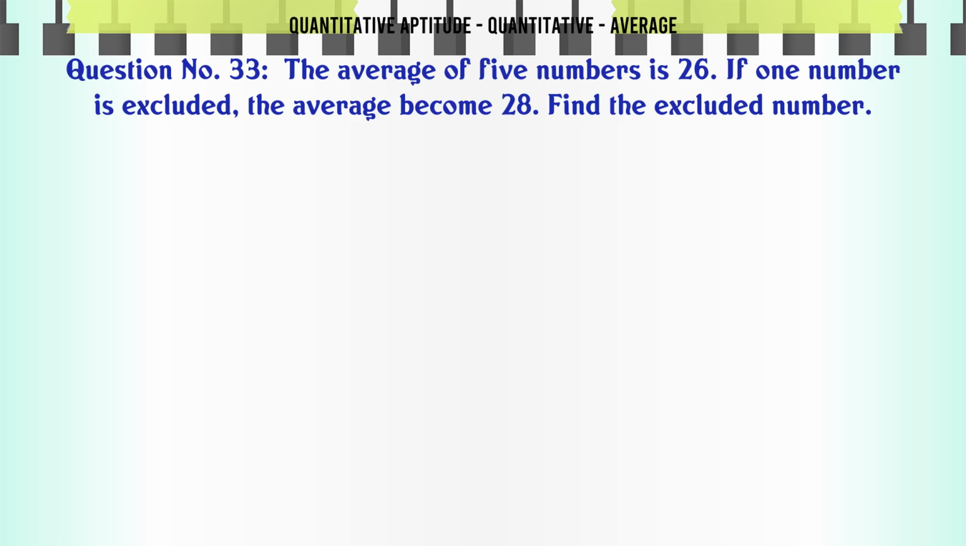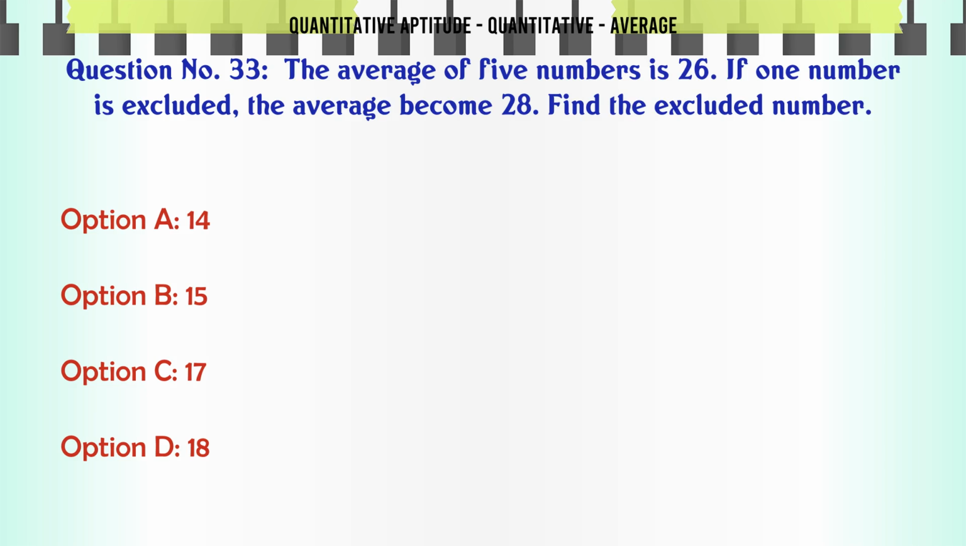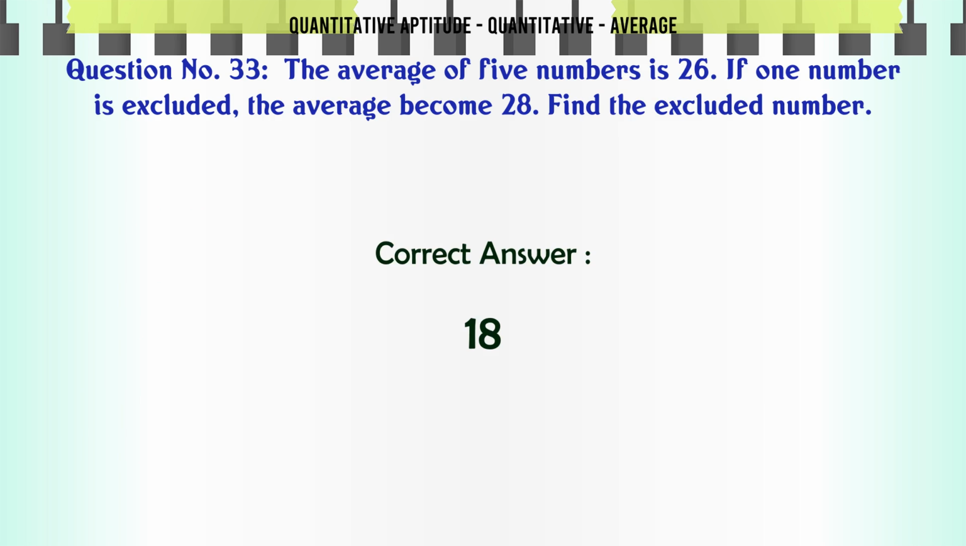The average of 5 numbers is 26. If one number is excluded, the average becomes 28. Find the excluded number. A 14, B 15, C 17, D 18. The correct answer is 18.